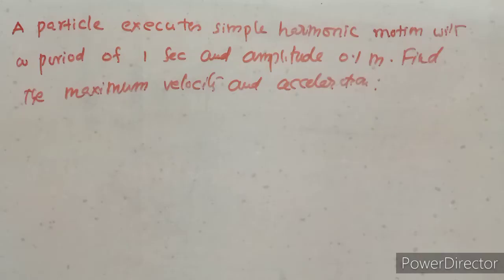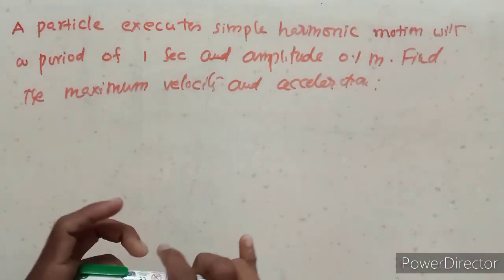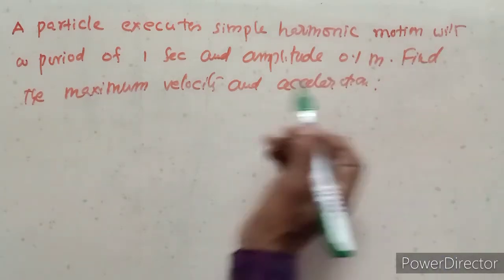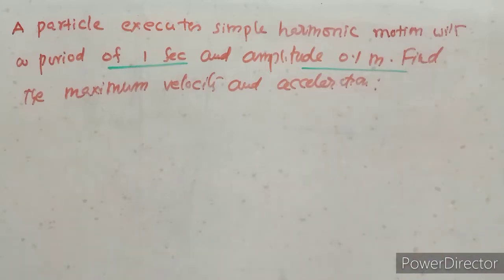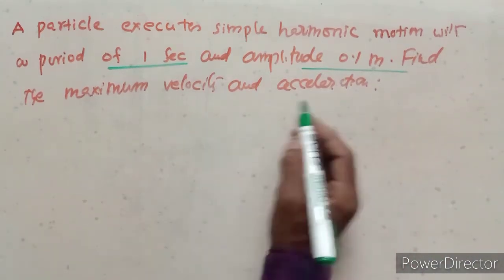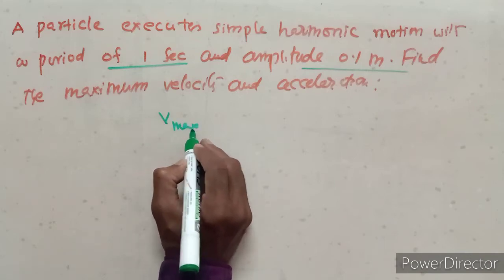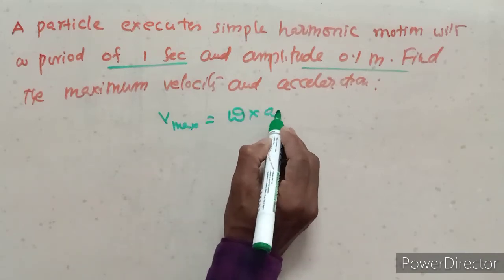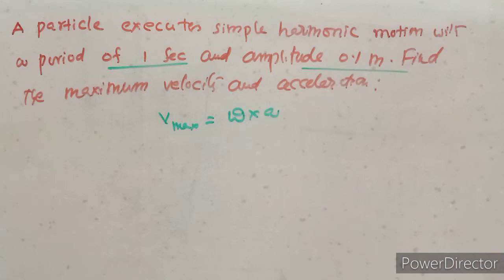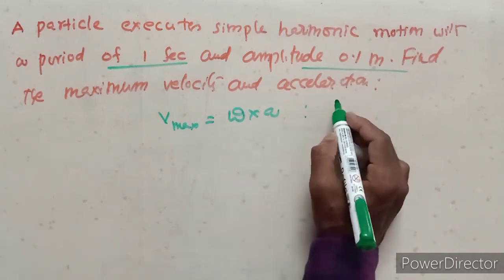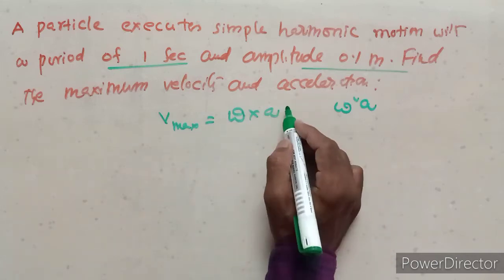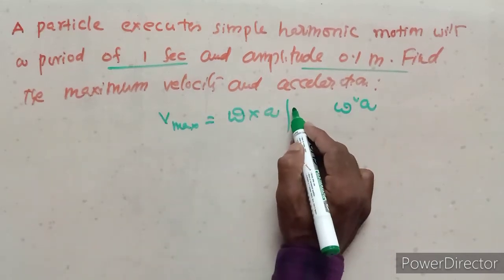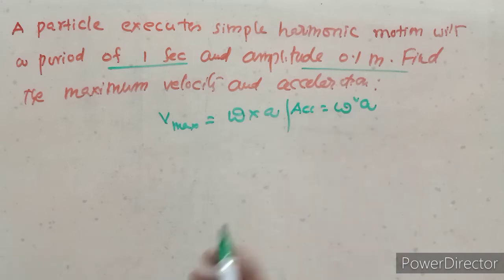Okay. Our next problem: a particle executes simple harmonic motion with a period of 1 second, amplitude 0.1 meter. Find the maximum velocity and acceleration. Maximum velocity formula is omega into a. Maximum acceleration formula is omega square a.